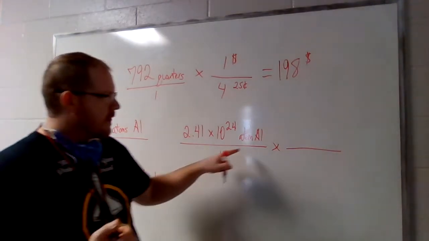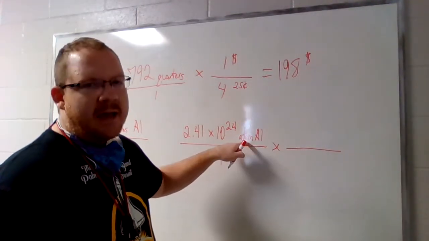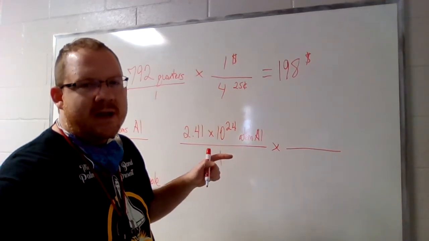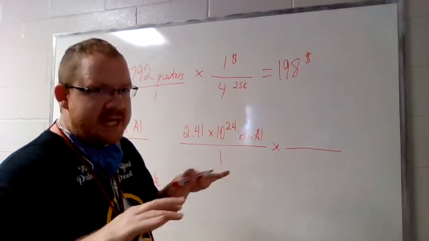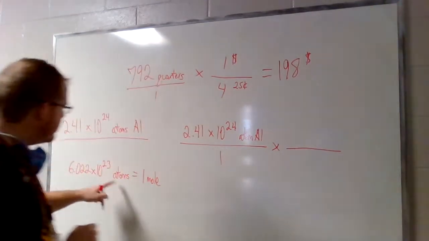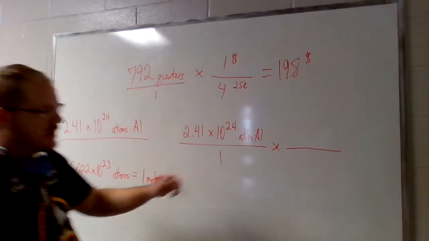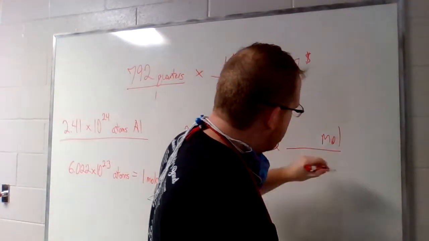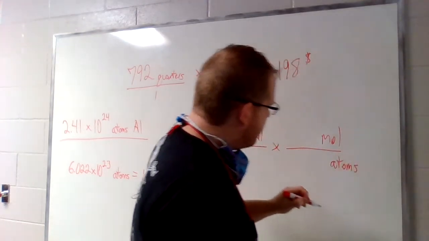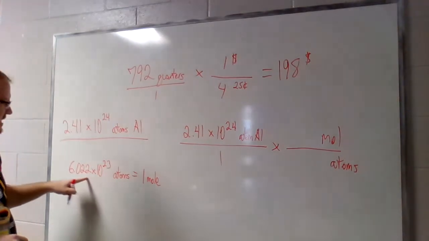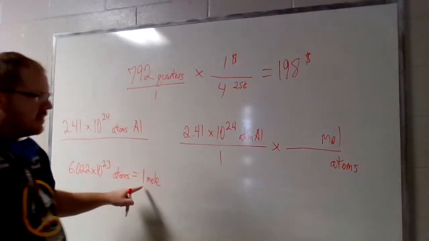So here I have atoms and I need to get to moles. If I have atoms on top, I want to put atoms on bottom to get rid of that unit so I can be only in moles. So when I set up my conversion factor here, I'm going to have the atoms on the bottom and moles on top. So next to the atoms, I put 6.022 times 10 to the 23rd. Next to the mole, I put 1.